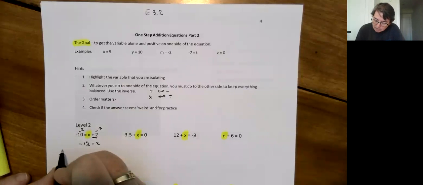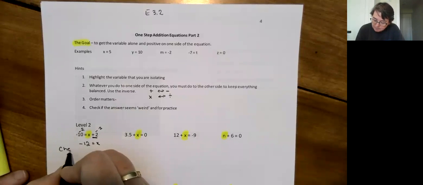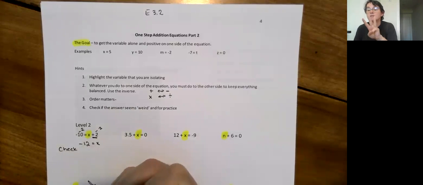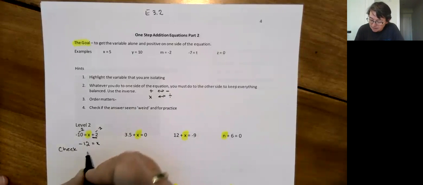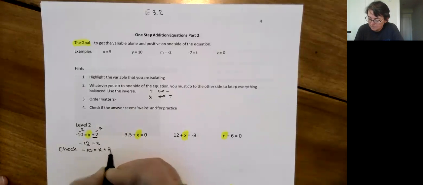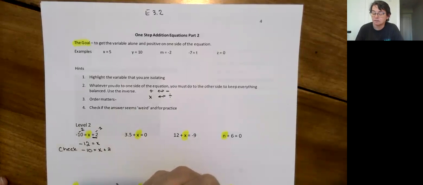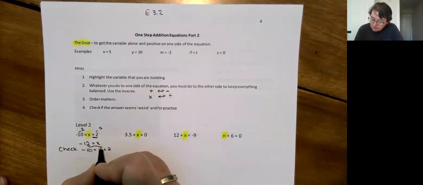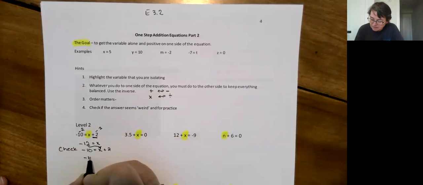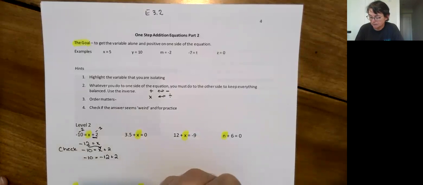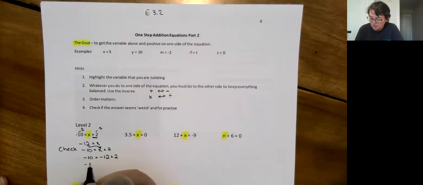And there's one, you know what? Let's do a check right away. So 3 steps to a check. First thing you do is rewrite your original equation. Next step is you take your answer and plug it in where the variable was. So minus 10 is equal to minus 12 plus 2. You're substituting. And then you just finish up the equation. So there's nothing to do there, but minus 12 plus 2 is minus 10. So we know we got the question right.